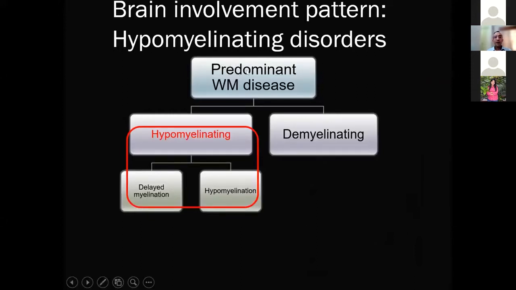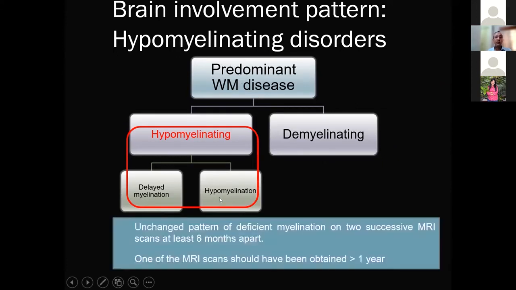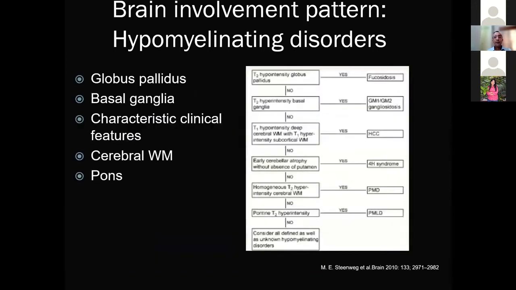If it is a hypomyelinating pattern, look whether it is a delayed myelination or a hypomyelination. The hypomyelination refers to the unchanged pattern of deficient myelination on 2 successive MRI scans at least 6 months apart, and one of the MR scans should have been obtained after the child is 1 year old. In hypomyelinating disorders, look for the characteristic changes in the globus pallidus or the basal ganglia, which may suggest the diagnosis of a fucosidosis or a gangliosidosis in cases of the hypomyelinating disorders.